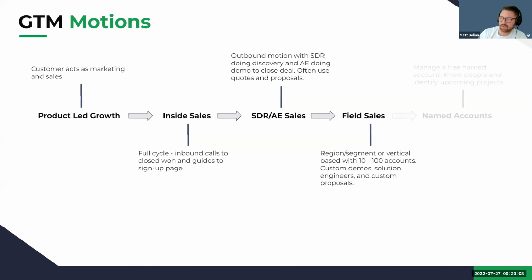The last is you have named accounts that are large entities. Think Amazon, Cisco, and it's less about prospecting into an account, and it's more about you knowing all the people. You're flying out to see them, and you're identifying upcoming projects. So there's your large multi-million-dollar deals with those super long 9 to 18 month sales cycles. So here are the 5 sales go-to-market motions that we're using.